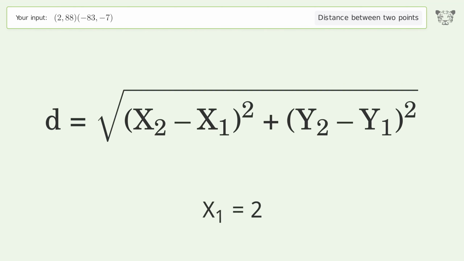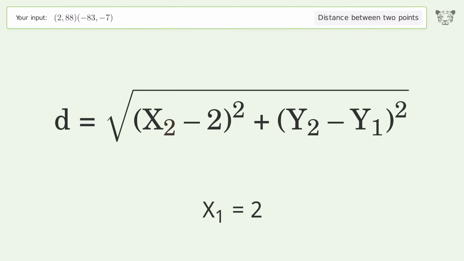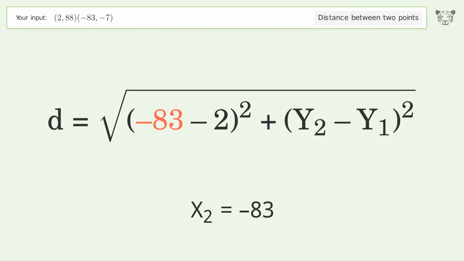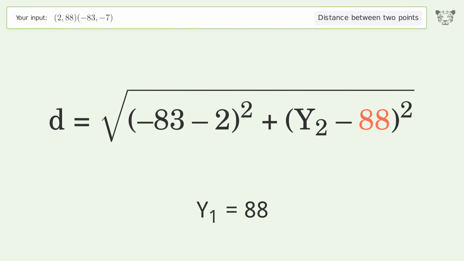x1 equals 2. x2 equals negative 83. y1 equals 88. y2 equals negative 7.